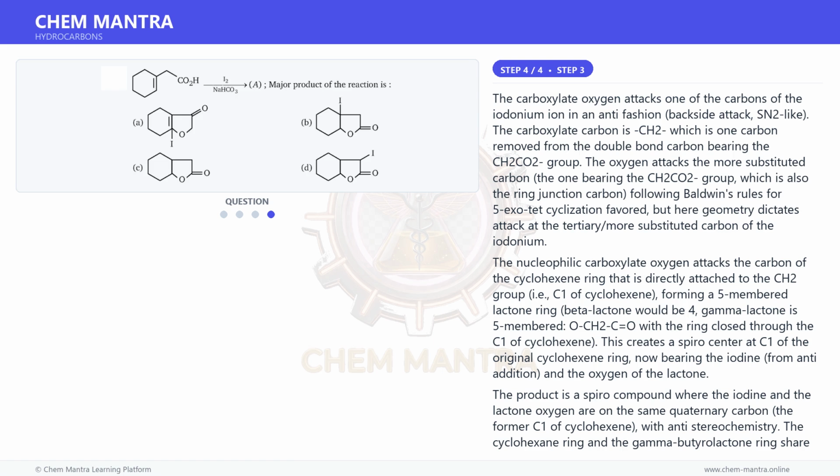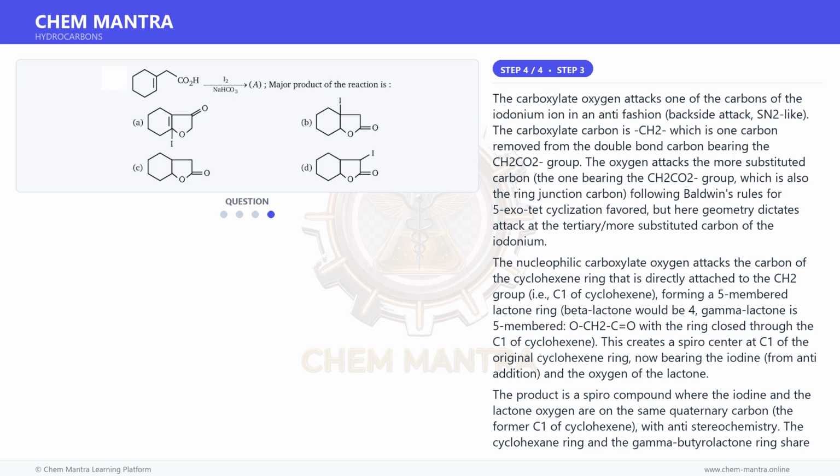Option C, no iodine in the product. Iodolactonization always incorporates iodine. This would require loss of I, which doesn't occur under these conditions. Option D shows iodo on the carbon alpha to the carbonyl, exo to the spirocenter, in a fused ring system.